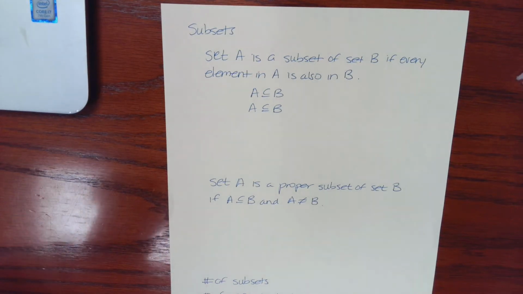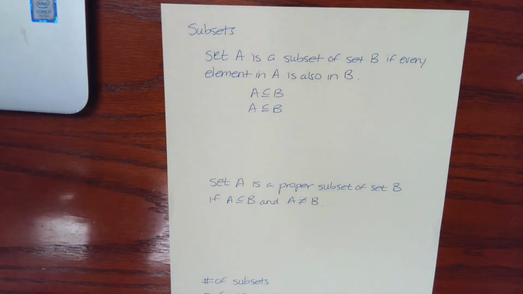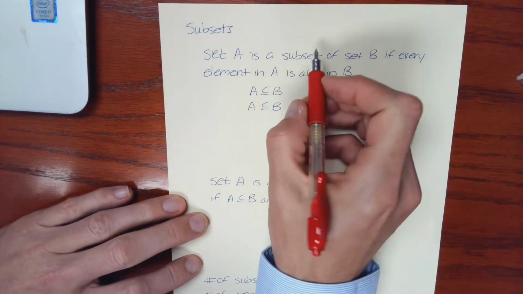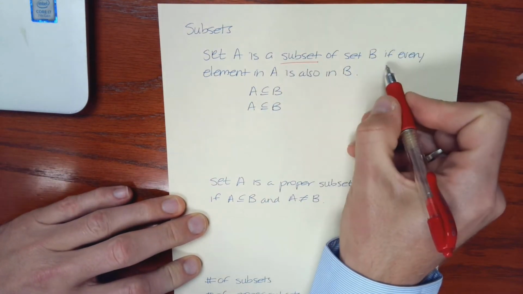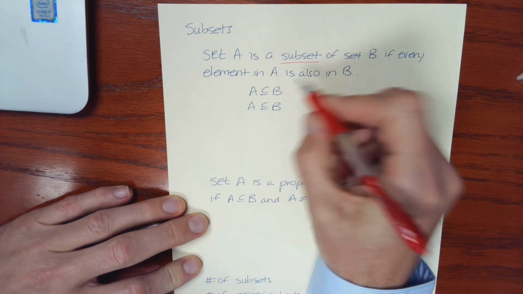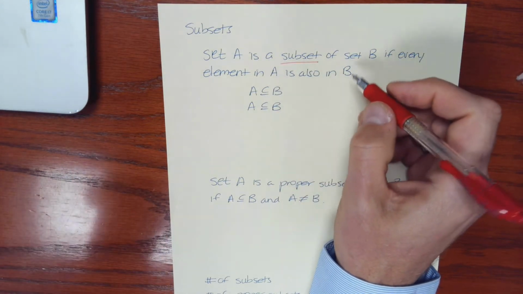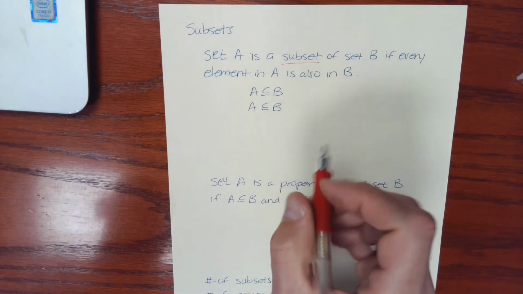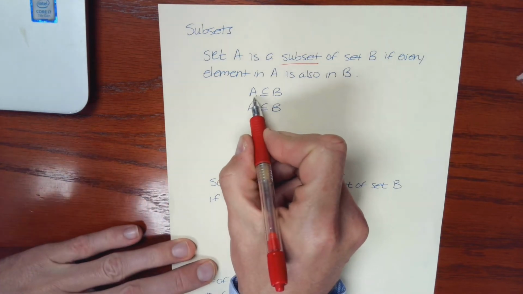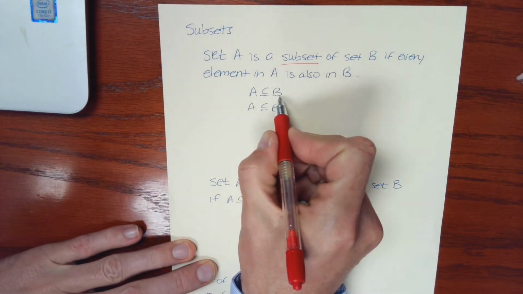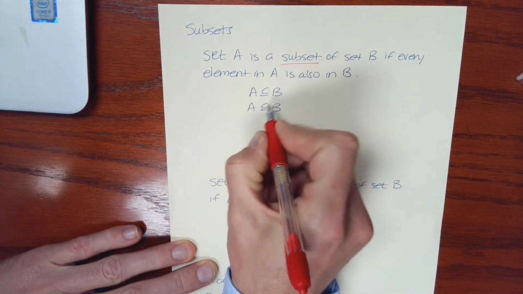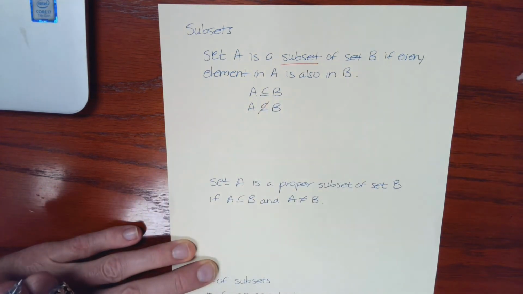Welcome. In this video, I'll be talking about subsets. Set A is a subset of a set B if every element in A is also in B. And the notation that we use is here. A is a subset of B, or if you want to say A is not a subset of B, you can just put a line through that.